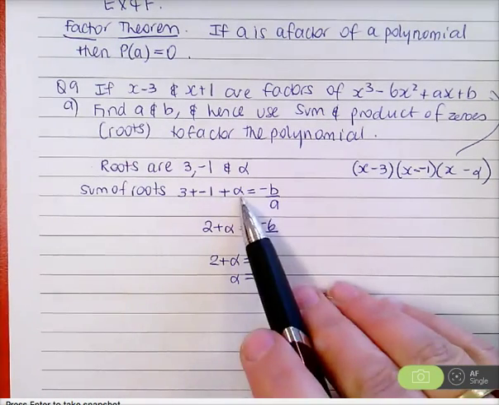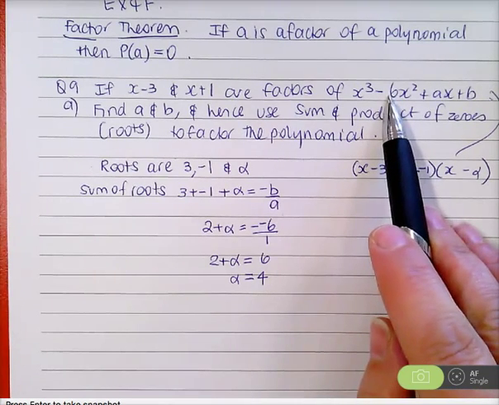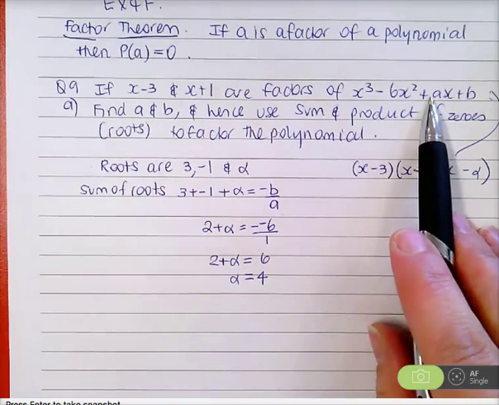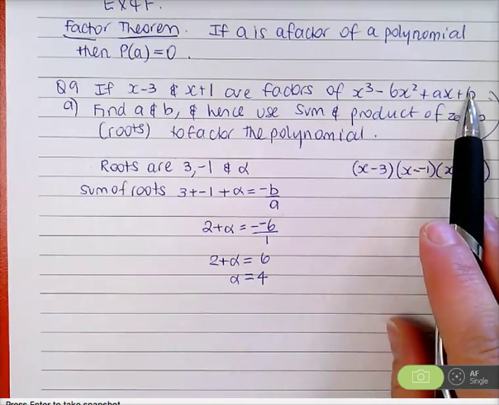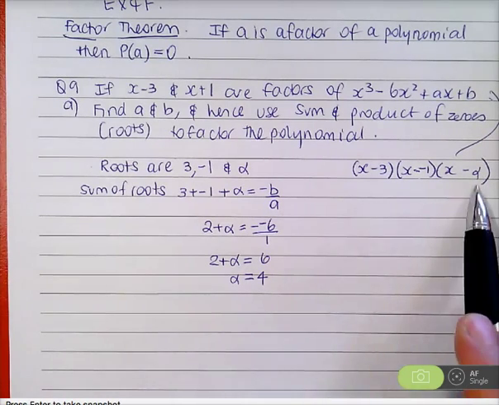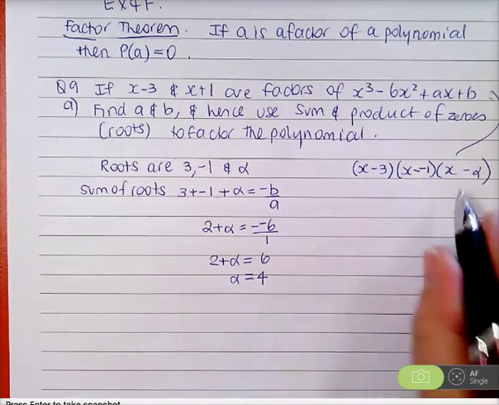Girls, sum of roots is minus B on A. Do you know why I chose that? Because in the position of B, I've got a number. In the position of C, I've got A. That's not going to help me. And in the D position, I've got B. How's that going to help me? I'm trying to work out what the last root is. So we've finished. So therefore, alpha is 4.